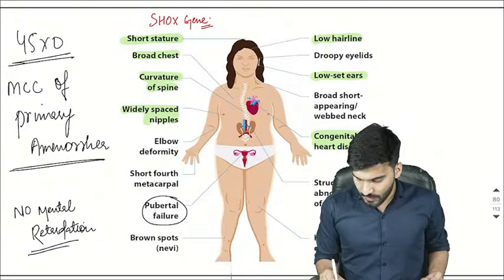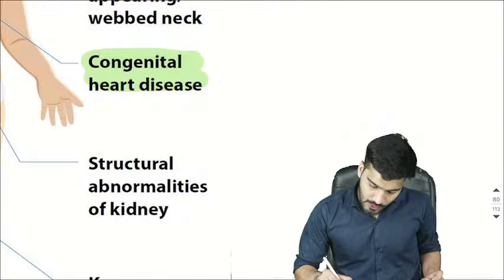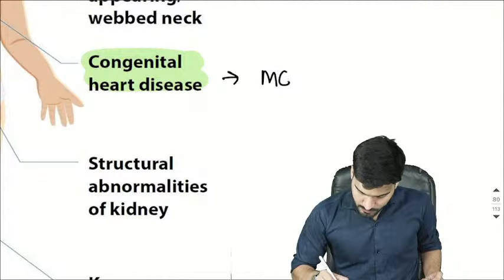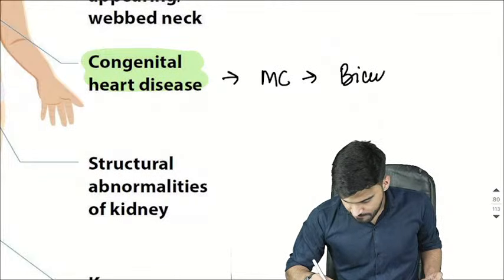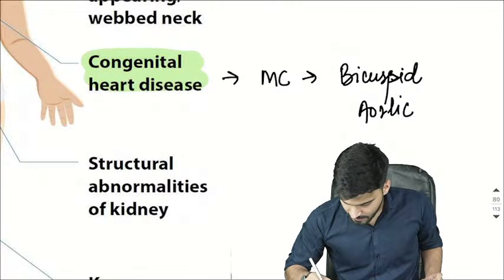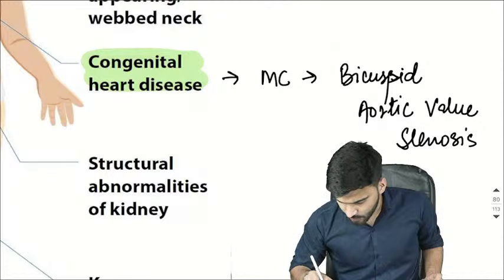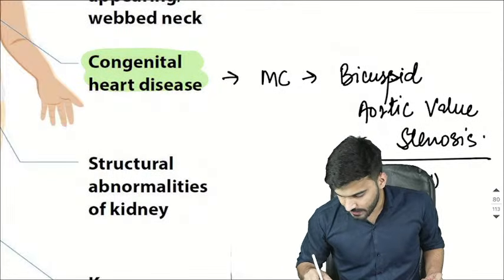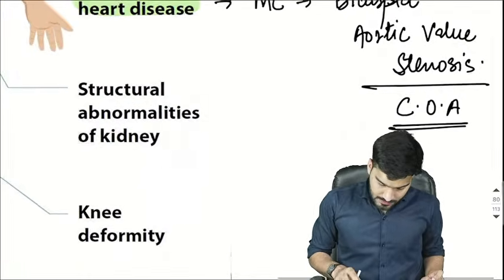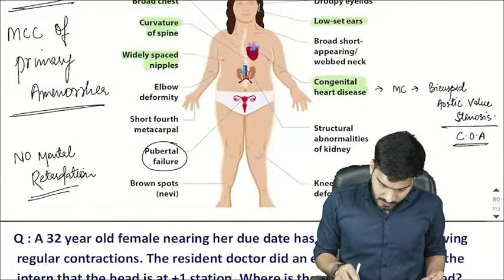congenital heart disease. What is the most common cardiac defect associated with Turner syndrome? Your answer should be bicuspid aortic valve stenosis. Do not mark coarctation of aorta. Yes, that is also seen, but that is not going to be the most common. Next to that, there is a structural abnormality of the kidneys, and also knee deformity.